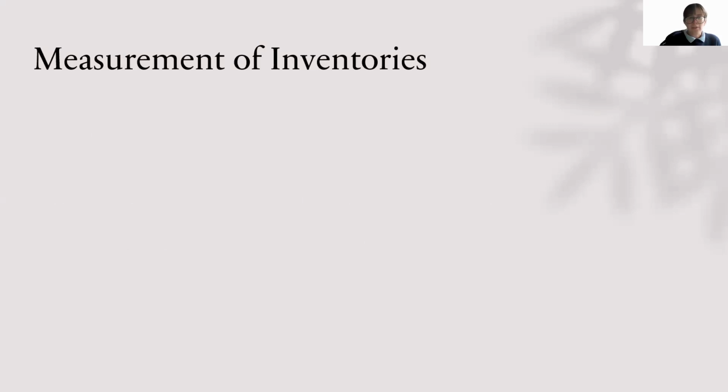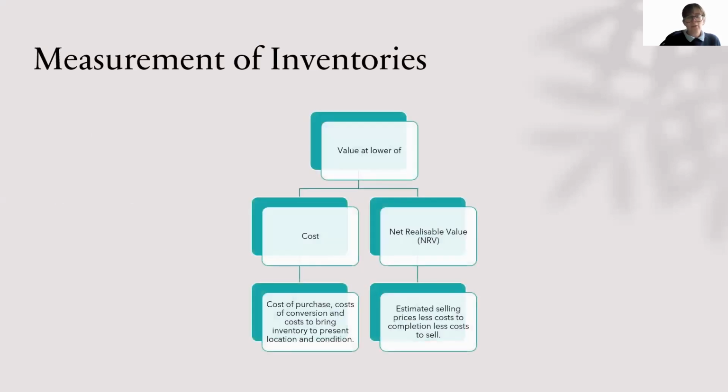So how do we measure inventory then? So in accordance with IAS 2, inventories are measured at the value at lower of cost and net realisable value. So what do we mean by each of these things then?